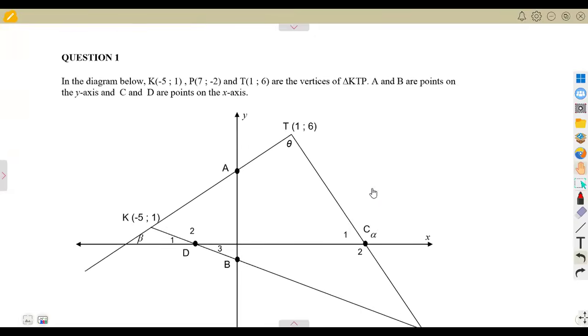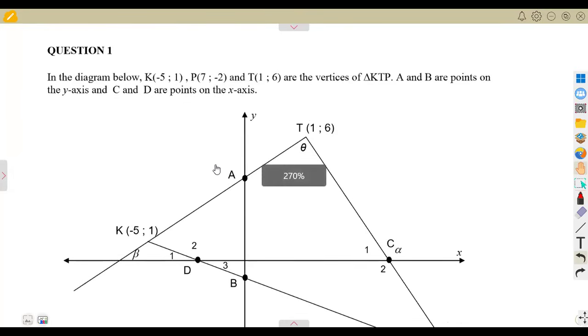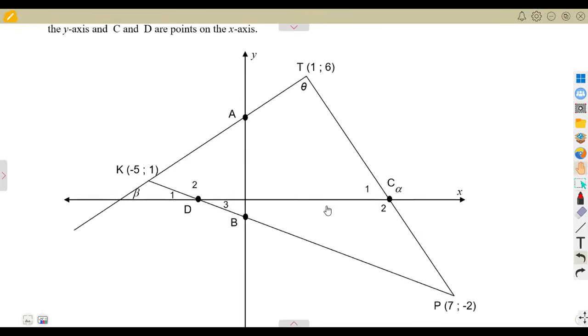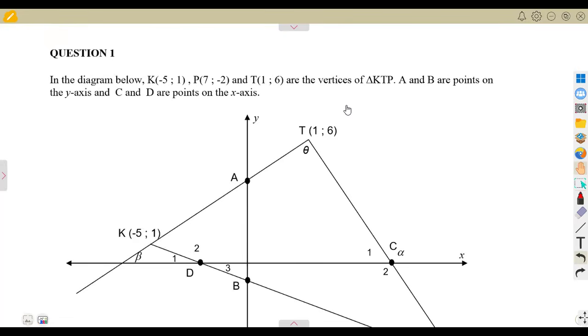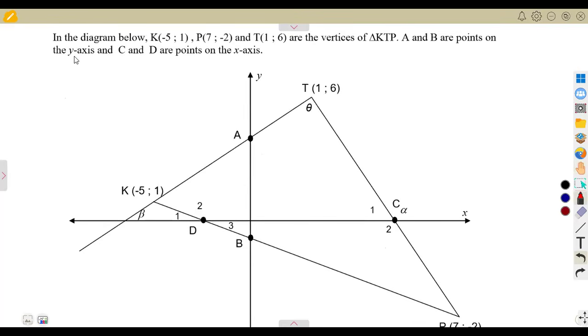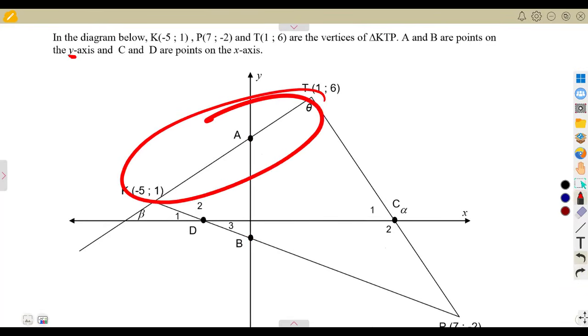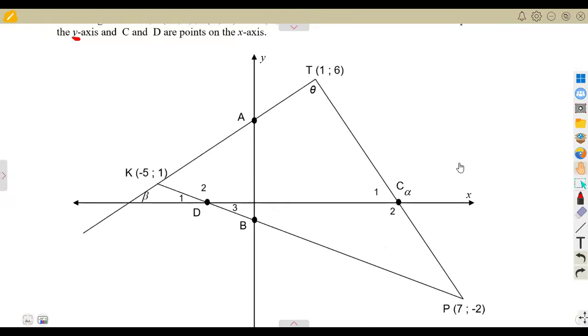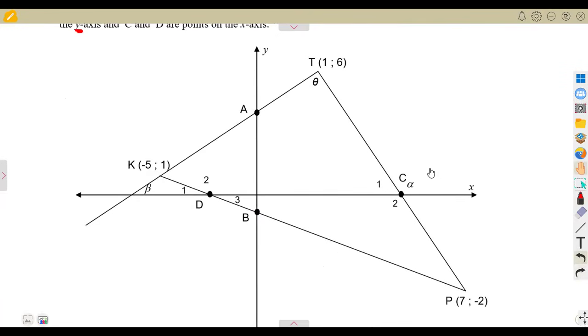So we are given question number 1. In the diagram below, we are given the point K, the point P, this side here, and the point T. These are vertices of triangle KTP. A and B are points on the y-axis. Where is A and where is B? There's a point A here and a point B. These are the y-intercepts, A being the y-intercept of line KT, and B being the y-intercept of line KP.